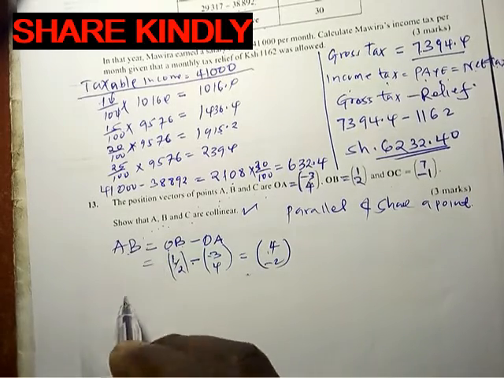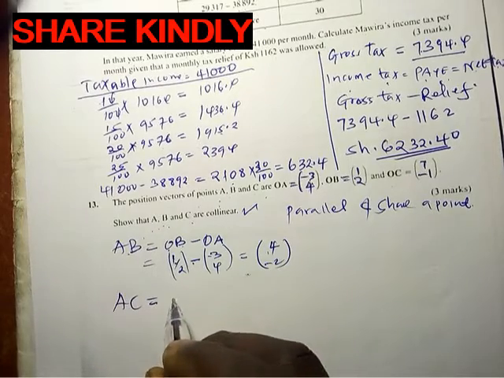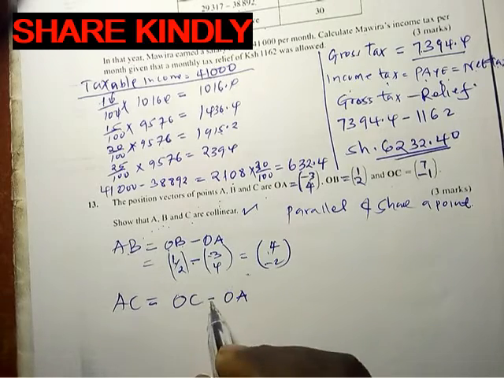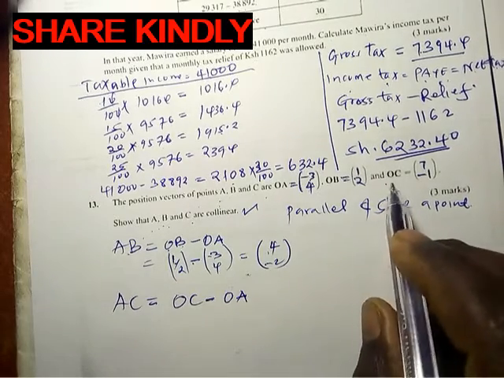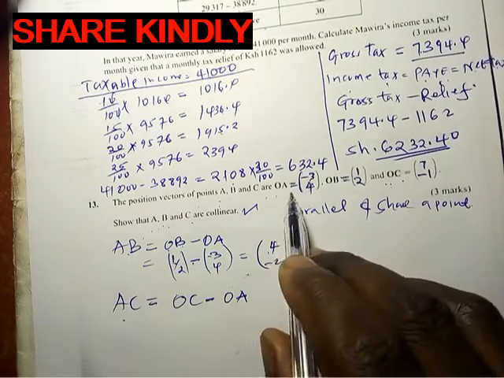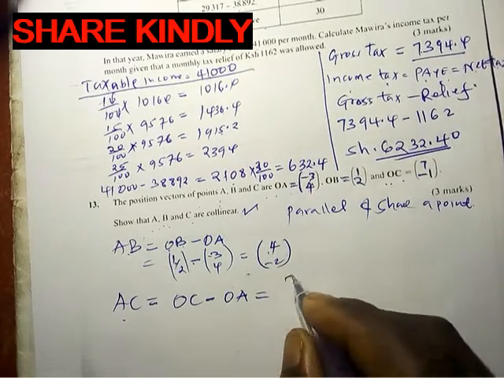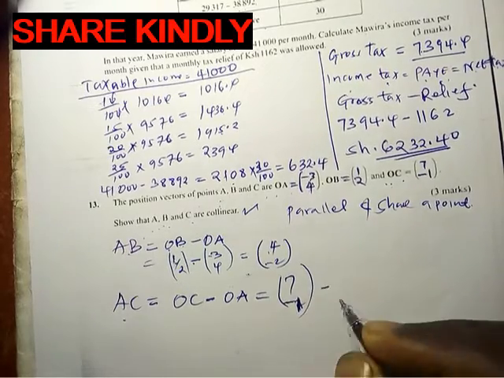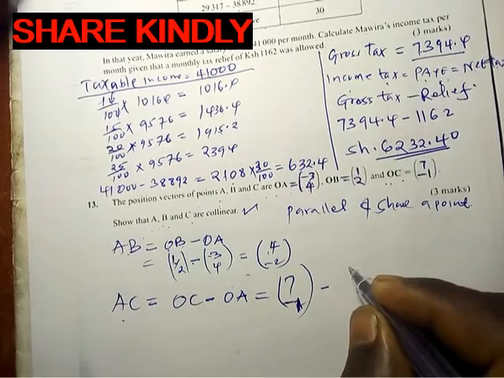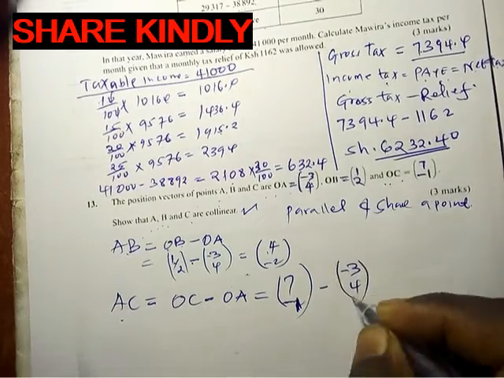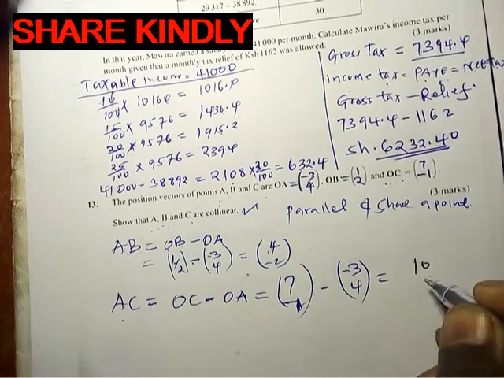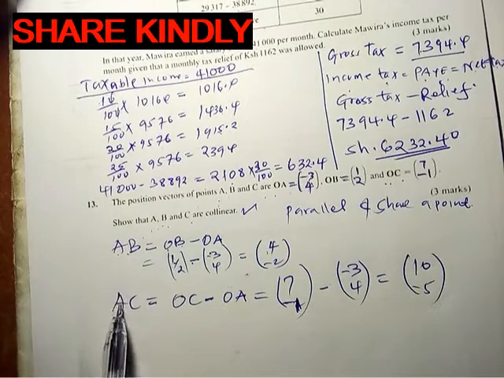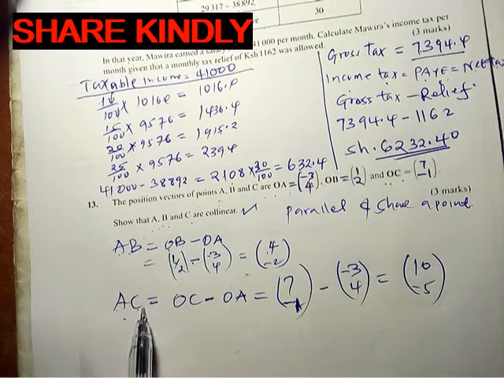We can get AC. AC is equal to OC minus OA, which is equal to (7, -1) minus (-3, 4), and this one will give us (10, -5). So tunaangalia what is the relationship between AB and AC.